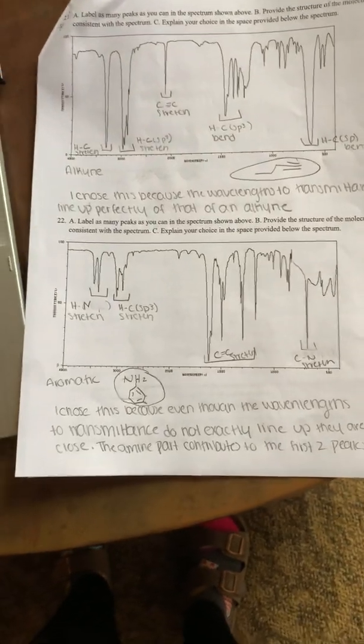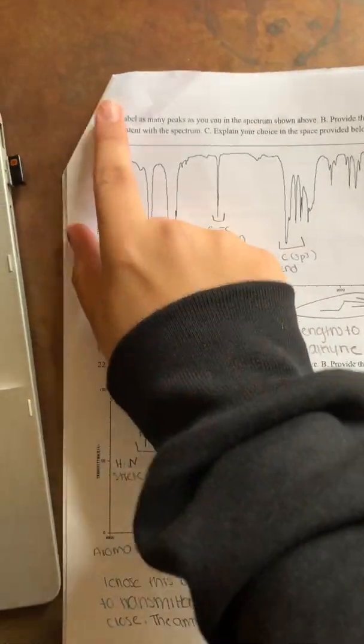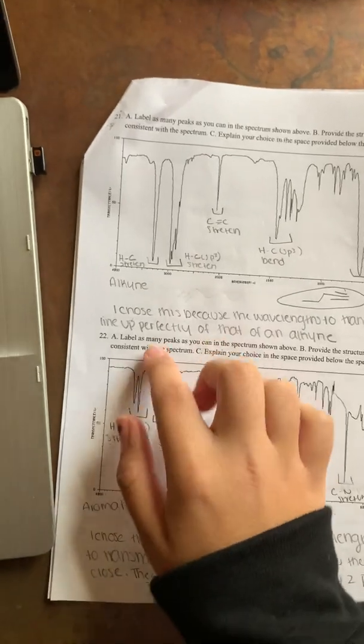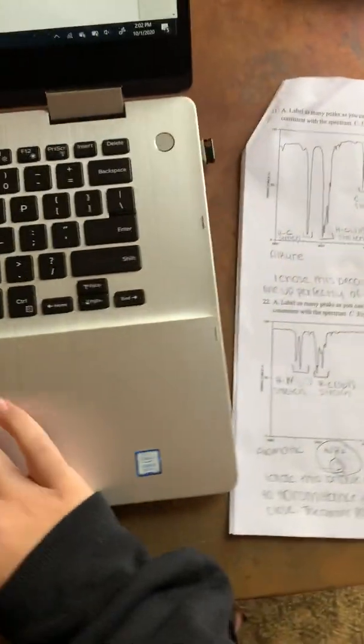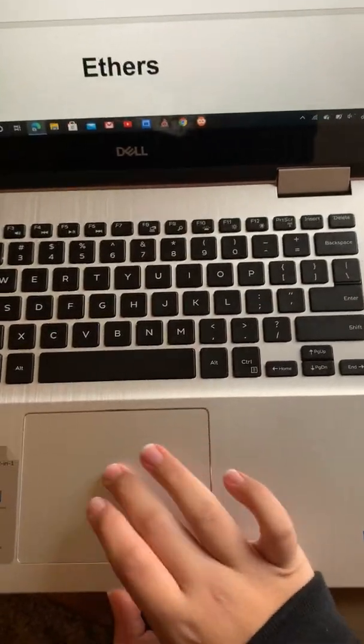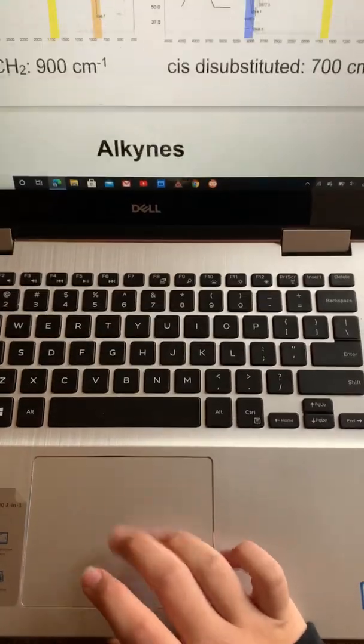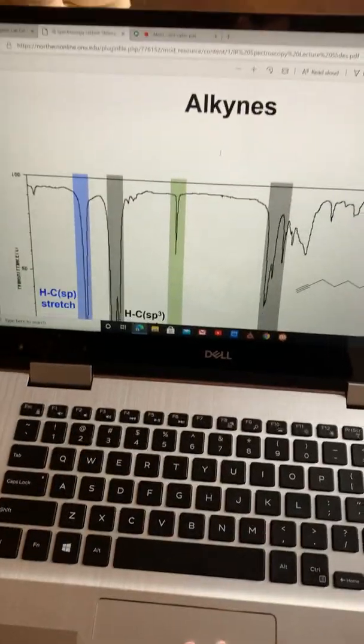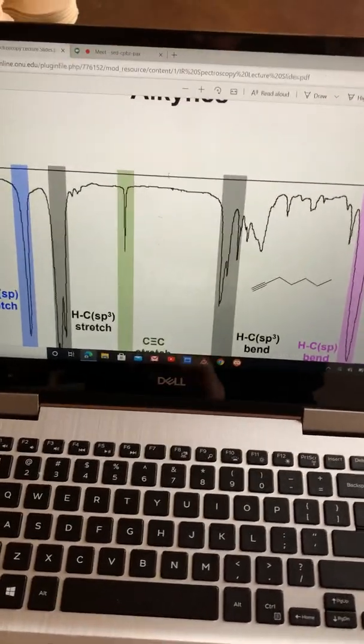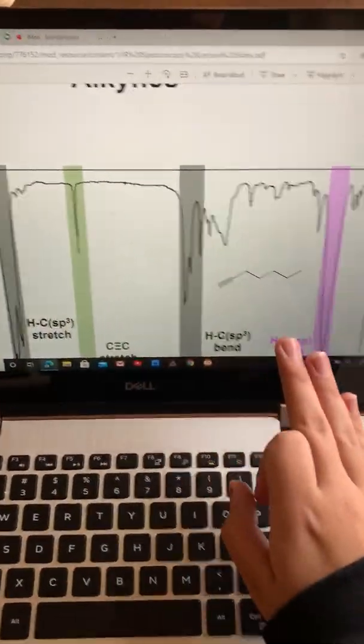I am going to be explaining how I got my answer for 21. And to me, this right here represents an alkene. And if we look at the alkene on the actual slide, we can see that it has 4 main peaks. And to me, this one also has 4 main peaks.